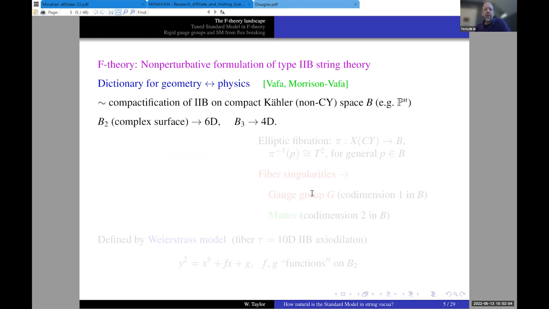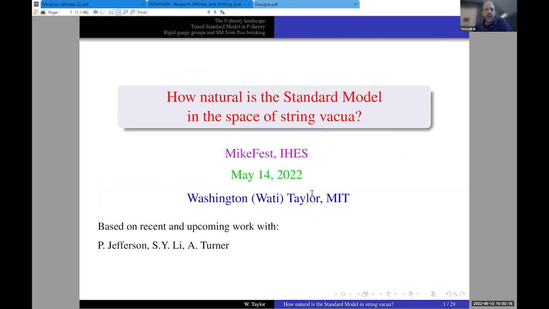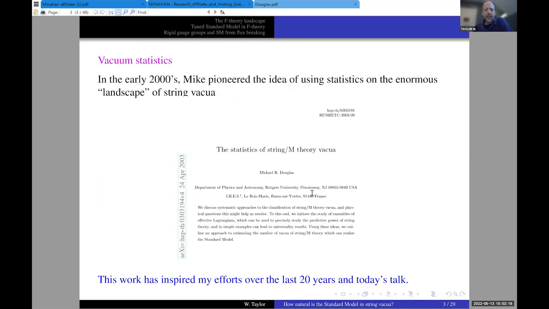F-theory is a very powerful approach to thinking about string theory vacua. It's a non-perturbative formulation of type 2B string theory. And going back to Mike's abstract here, an approach to estimating the number of vacua of string M theory, which can realize the standard model.